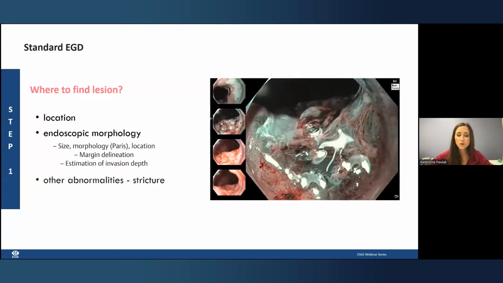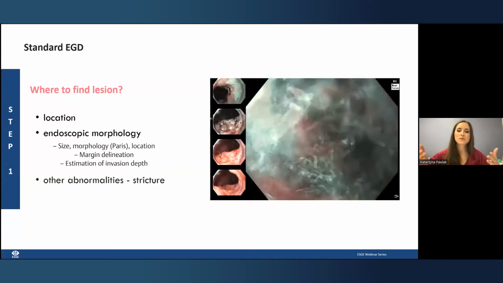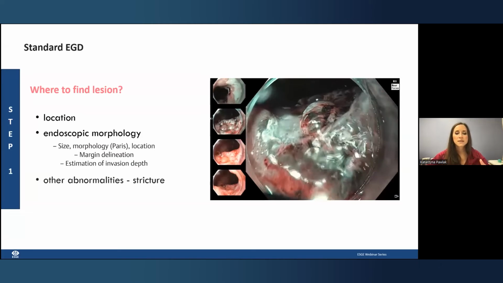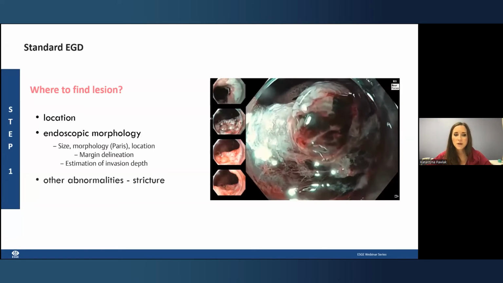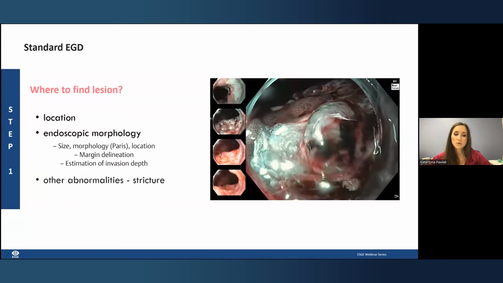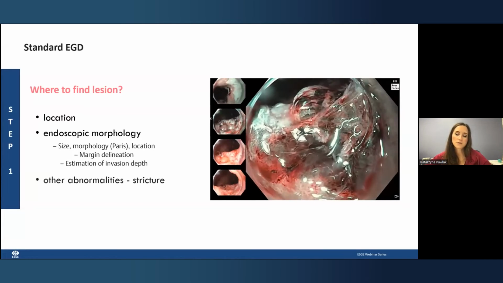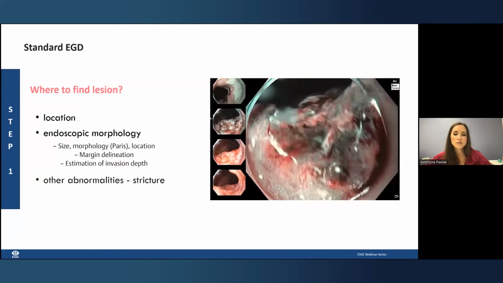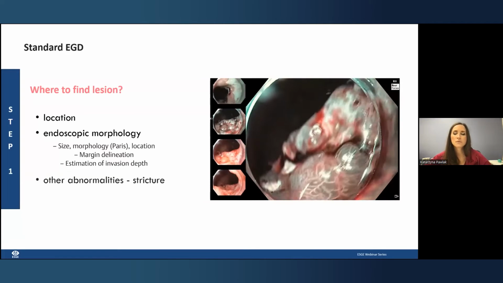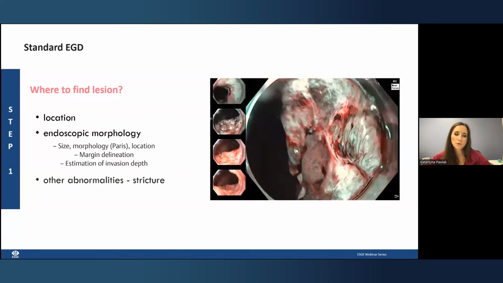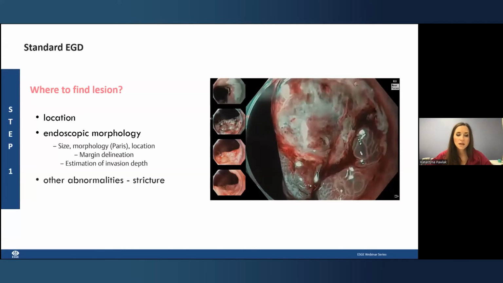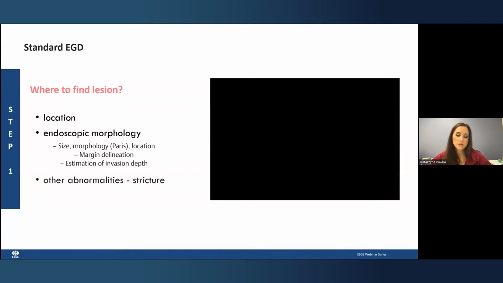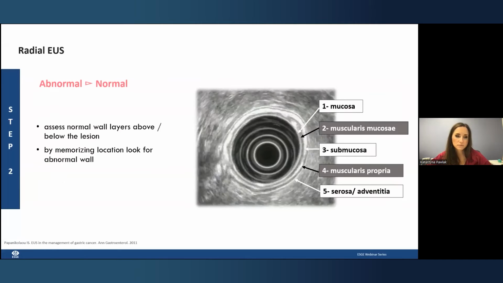But it's also important, of course, to note the location, because if we decide to perform EUS, then it's easier to find the lesion. And on the other hand, we will be able to see if there are other abnormalities, for example any structure, and whether we will be able to perform the EUS assessment or not. And I think this will be the safest for the patient, to check that.